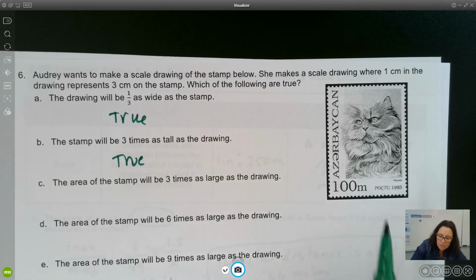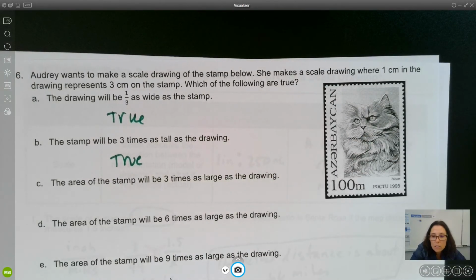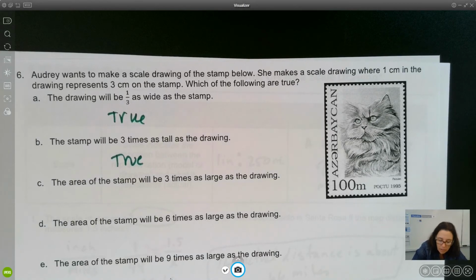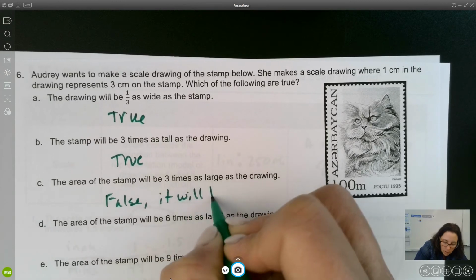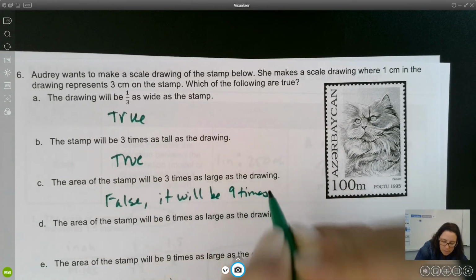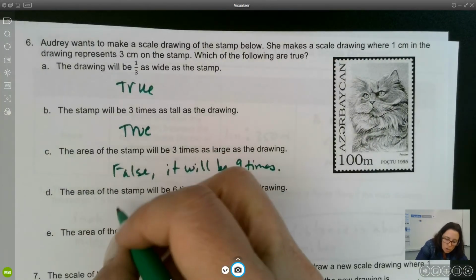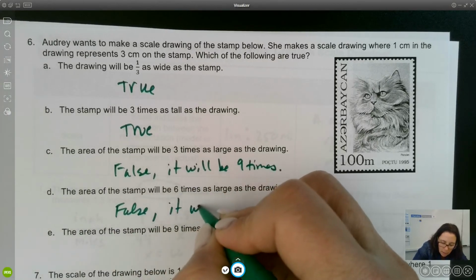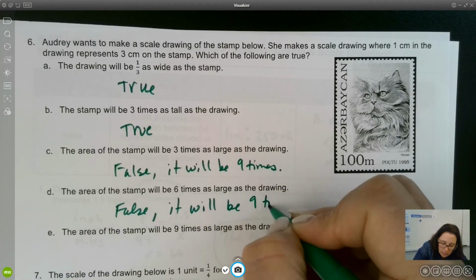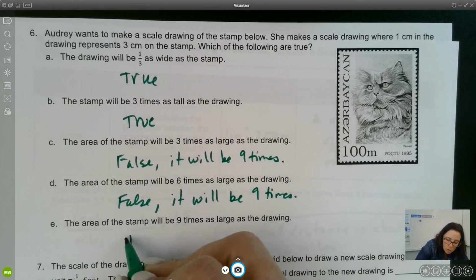The area of the stamp will be 3 times as large as the drawing. Nope, because you've got 3 times bigger on the actual and 3 times on the actual. That's a scale factor of 9 for the area. False. It will be 9 times. The area of the stamp will be 6 times as large as the drawing. False. So it's not 3 times 2, it's 3 times 3. It will be 9 times. The area of the stamp will be 9 times as large. True.